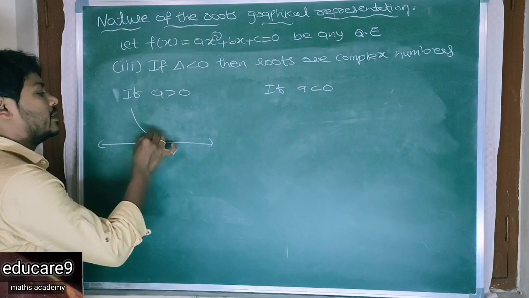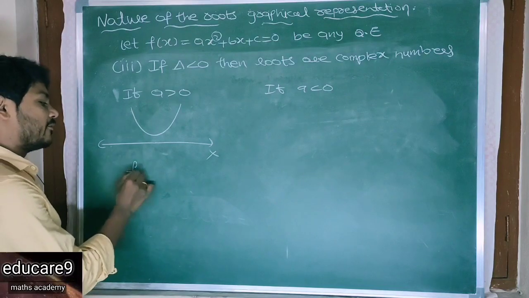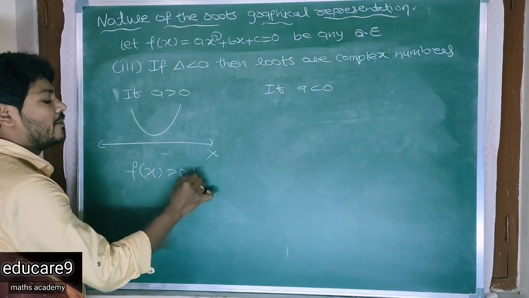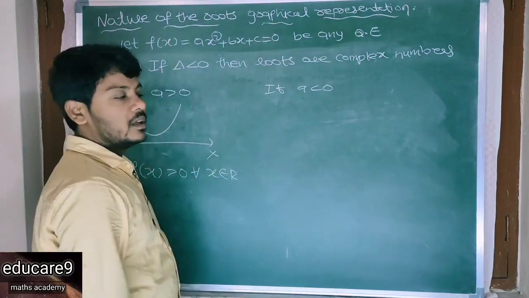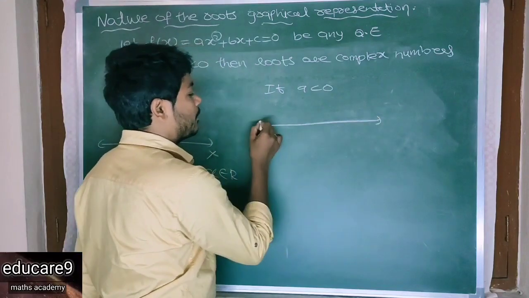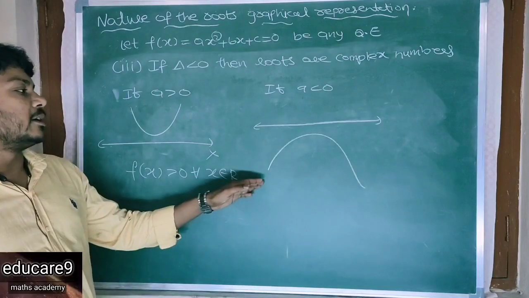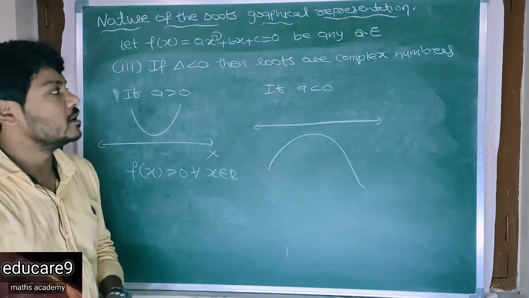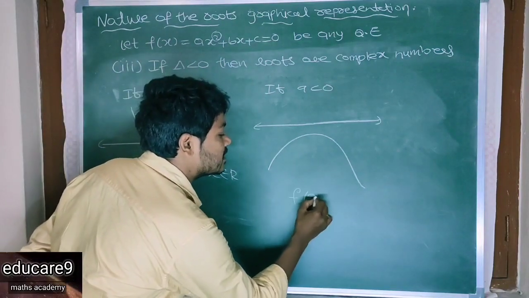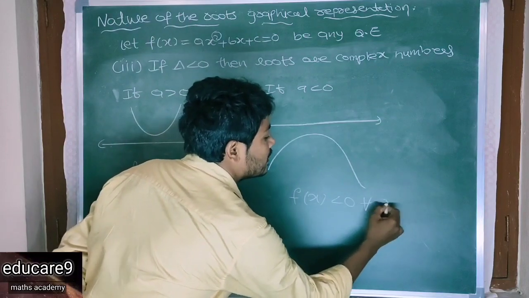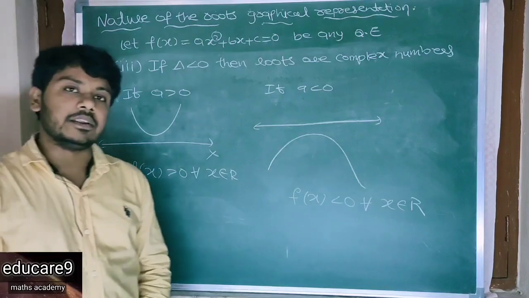So clearly the given parabola is like this. So this is the x-axis. Therefore f of x is always positive for all x belongs to R. If a is less than 0, in that case the given graph represents a downward parabola, like this. And that parabola does not touch the x-axis because delta is less than 0. So in that case, f of x is always negative for all x belongs to R. So these are the three cases.